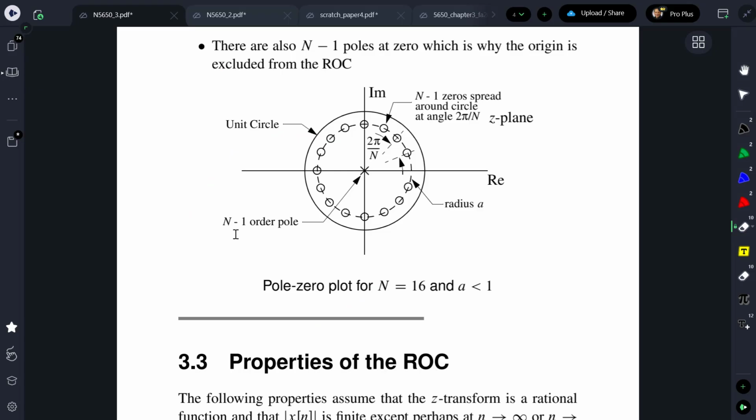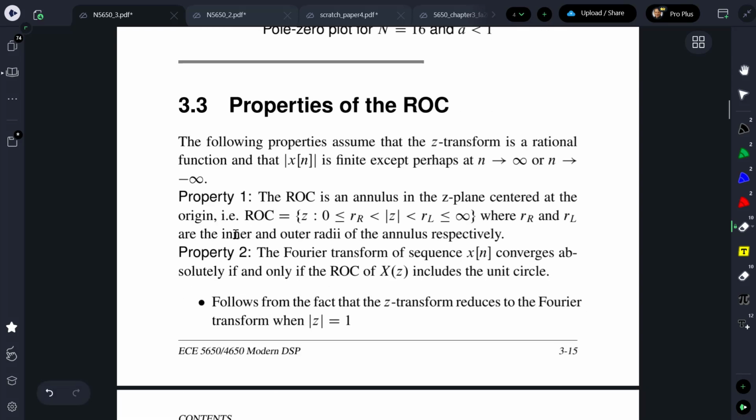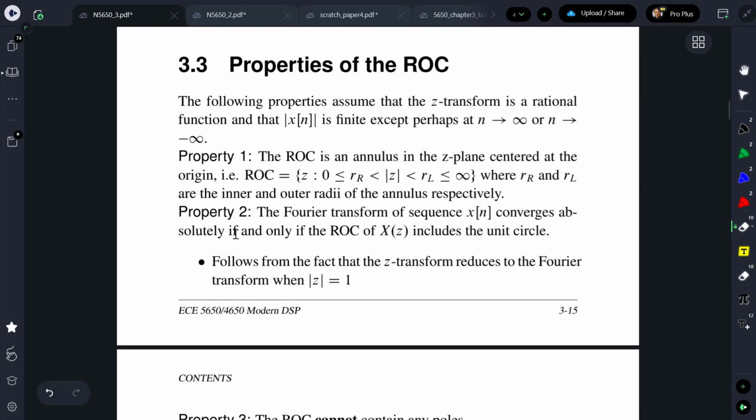So the next thing is properties of the region of convergence. These are things that you're going to gradually grab a hold of, and then you're going to leverage this to understand how to go both forward and backwards in your z-transform. So it's always an annular region, and that's just property 1. We talked about that. We get convergence of the Fourier transform, absolutely, if and only if the ROC includes the unit circle. We talked about that one.